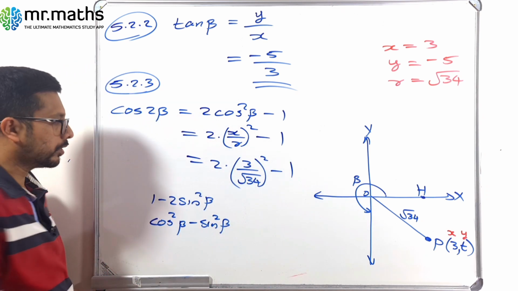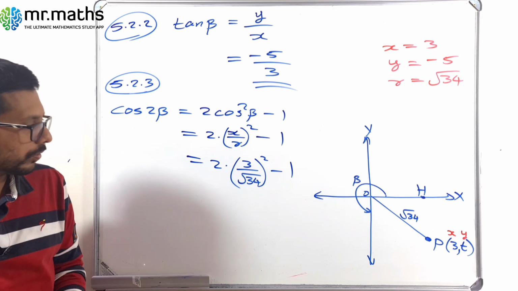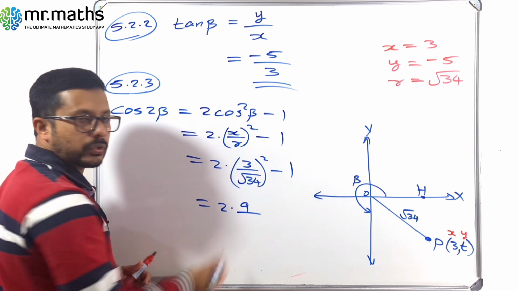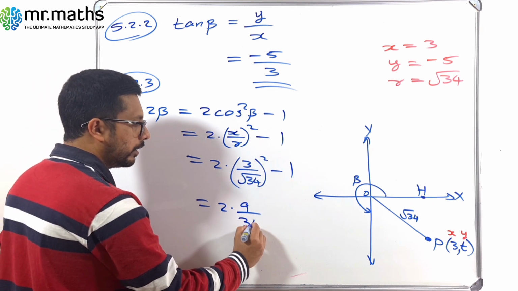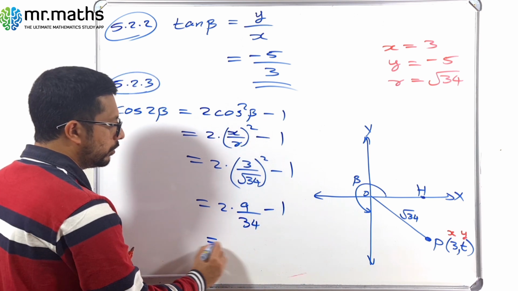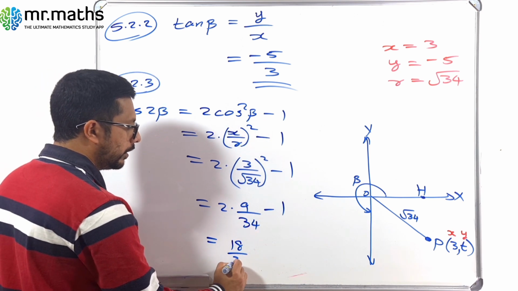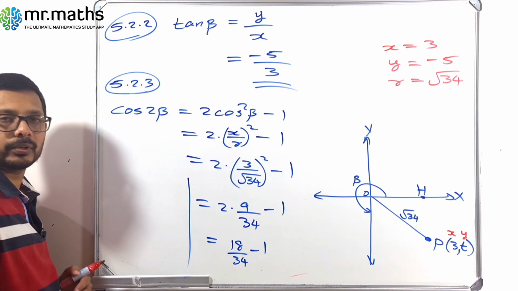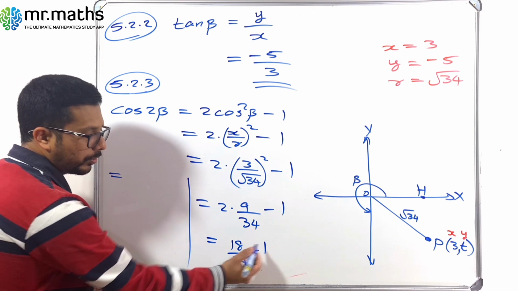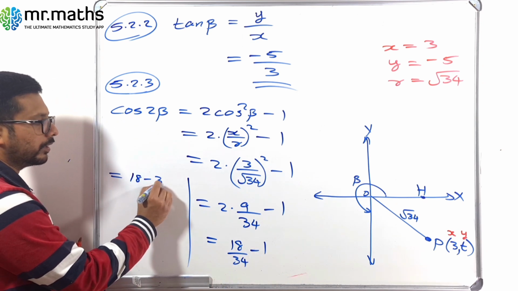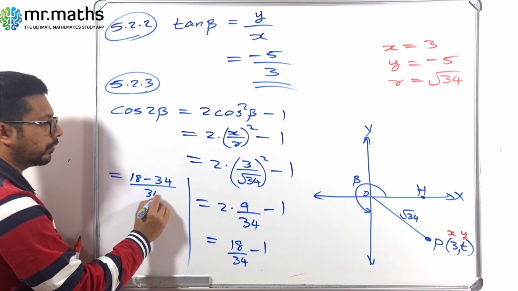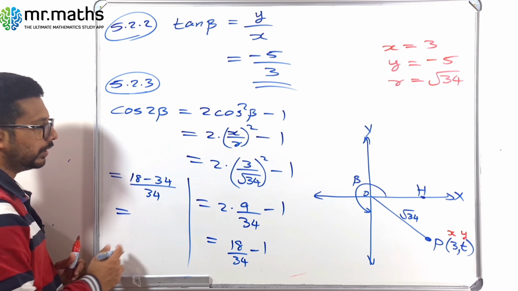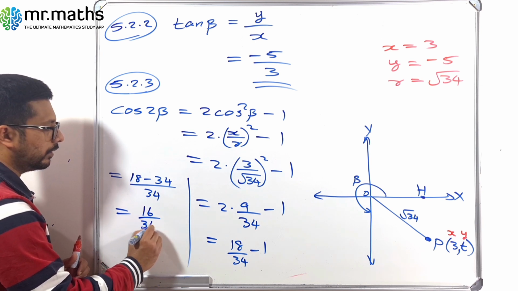So now you have to simplify this one. 3 squared is 9. So it is 2 into 9 divided by root 34 square. Root 34 square is 34, minus 1. So 2 into 9 is 18 divided by 34, minus 1. Here there is no problem to use the calculator. Or this 34 you multiply with 1. So it is 18 minus 34 divided by 34. Check in your calculator, what is 18 minus 34? Minus 16. So minus 16 by 34.